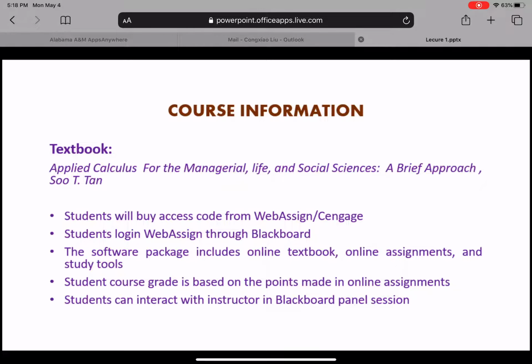And then you find WebAssign in Blackboard. I'm going to make a link between WebAssign and Blackboard so you can access WebAssign directly from Blackboard in A&M. The software package includes the online textbook, online assignments, and study tools like videos and other resources. The final grade of the course will be based on the points you make in the online assignments. All the assignments are online, and you will do them yourself.